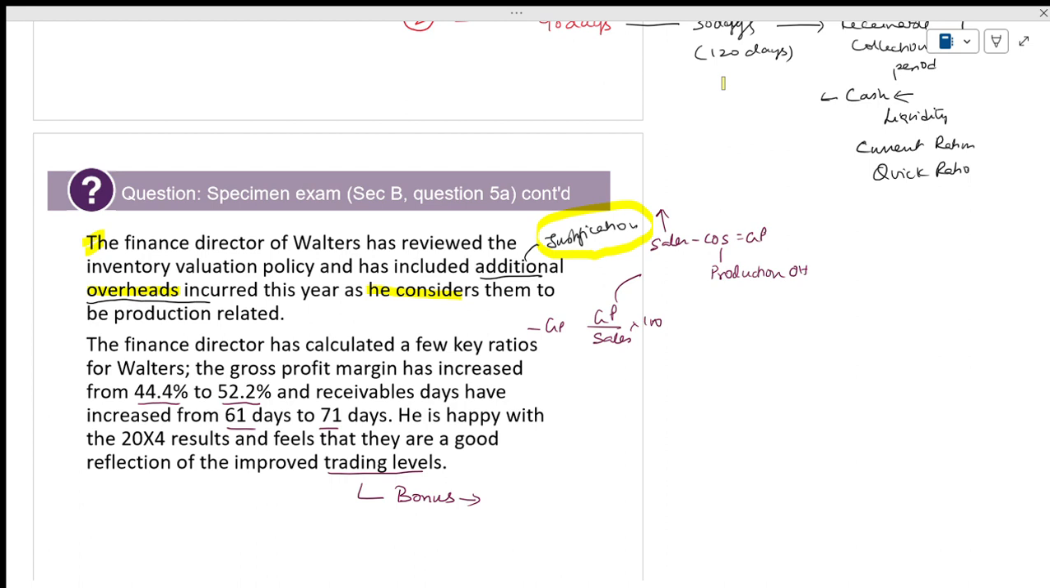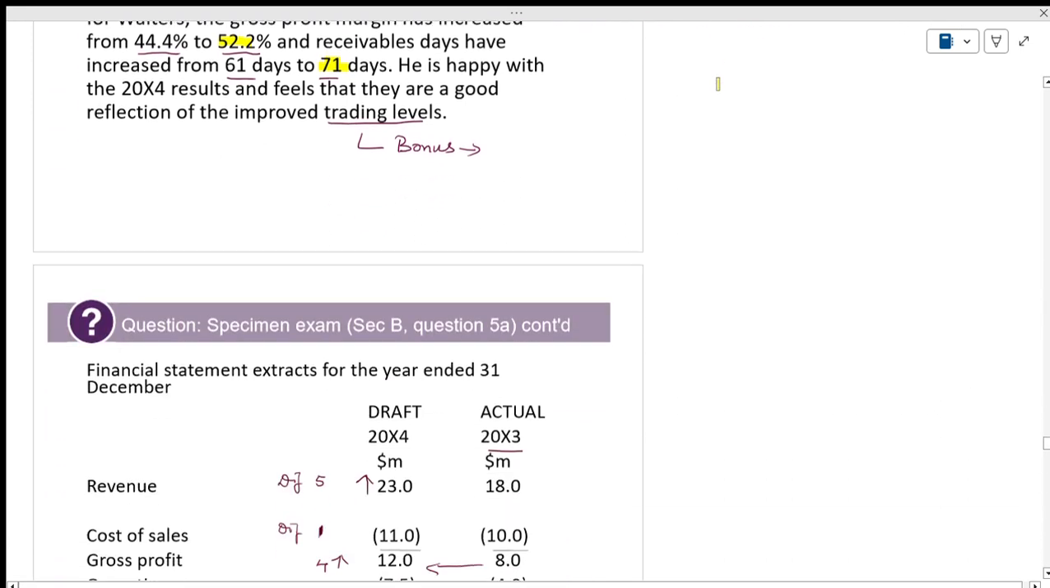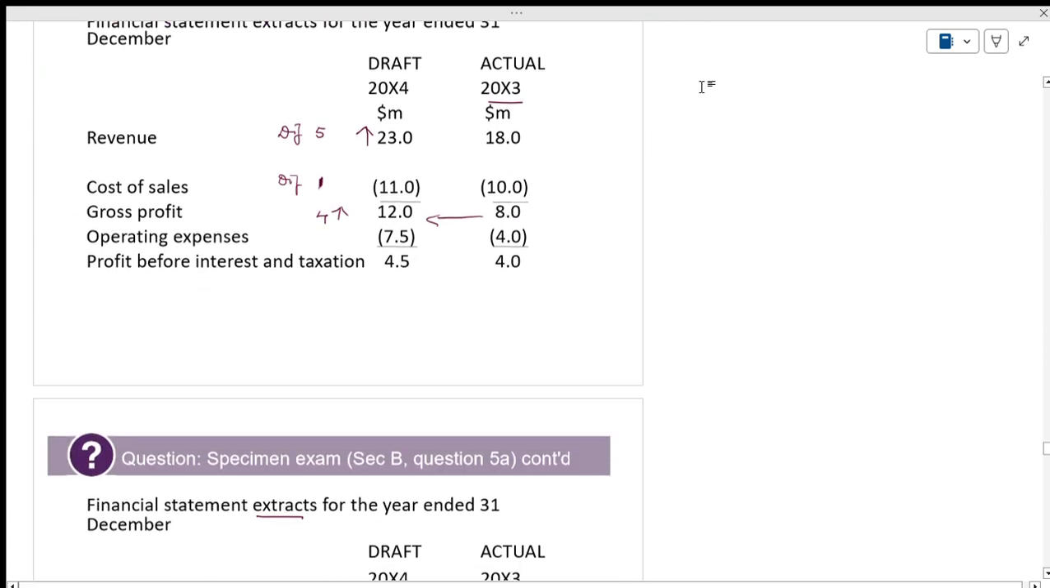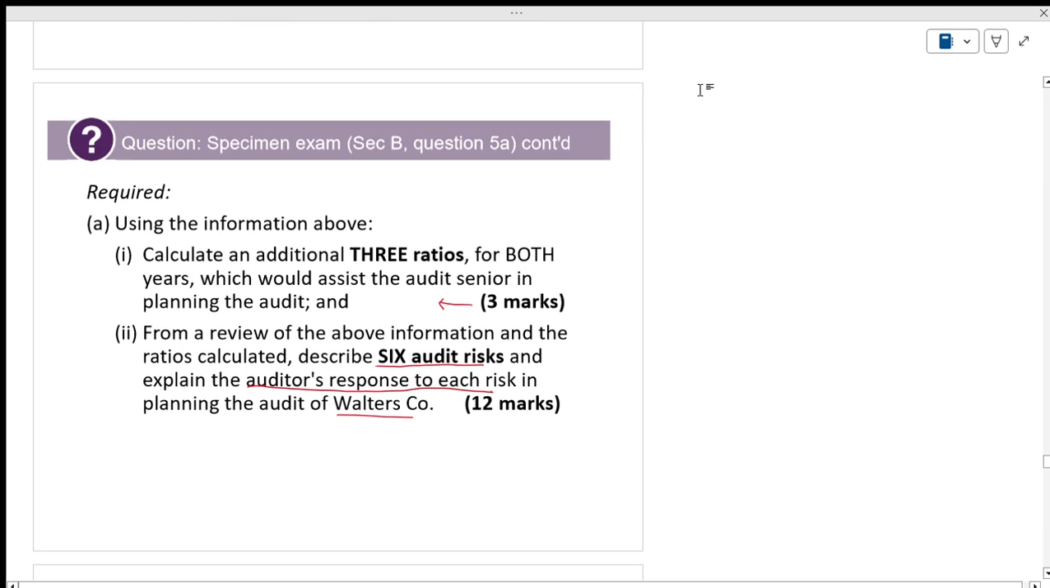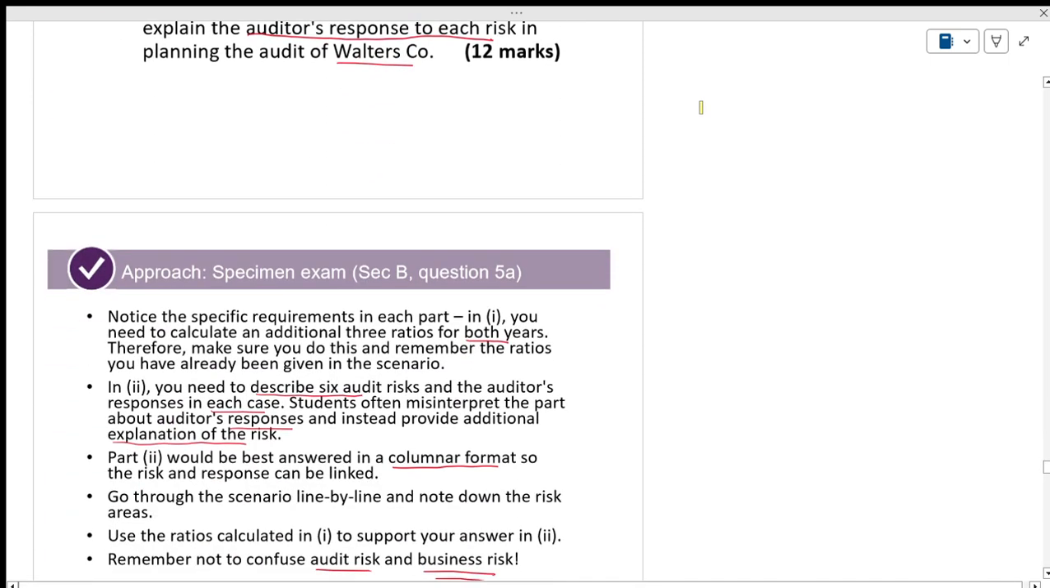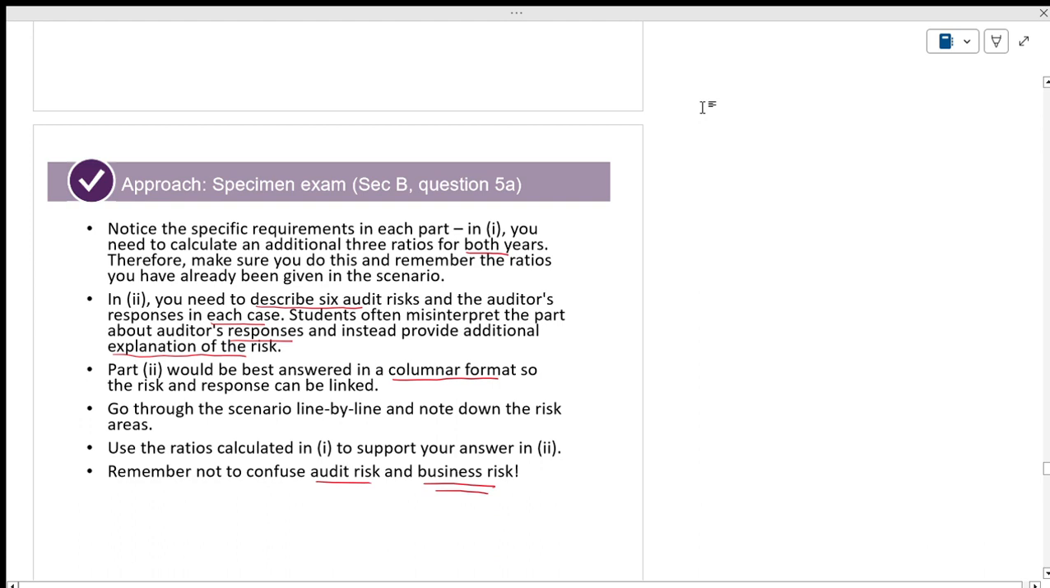Next, you are talking about the gross profit margin has been increased, receivables has been increased over a period of time. Then subsequently we can work out a few ratios and move ahead. First, they are asking us to calculate 3 ratios. They made it very clear. You need to calculate additional 3 ratios for both the years.